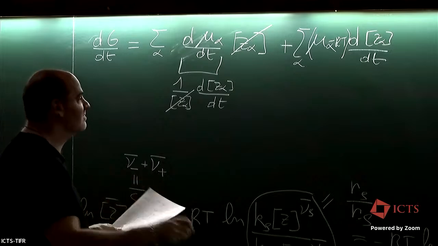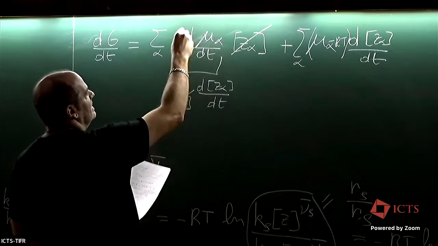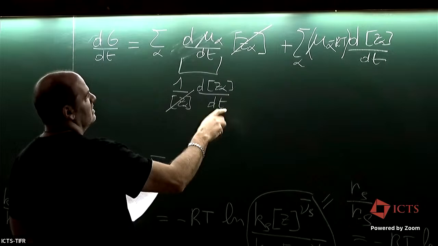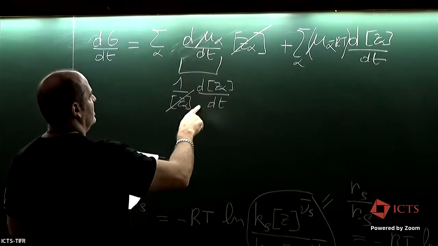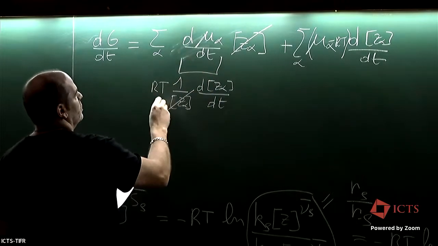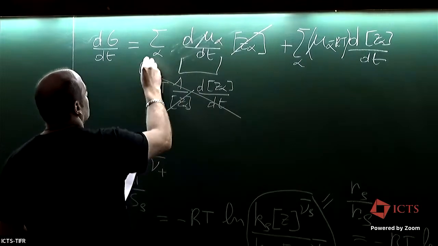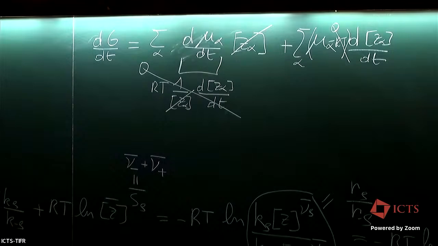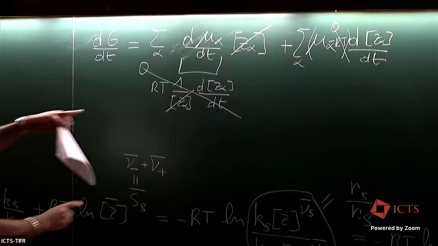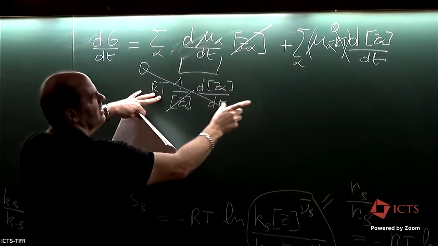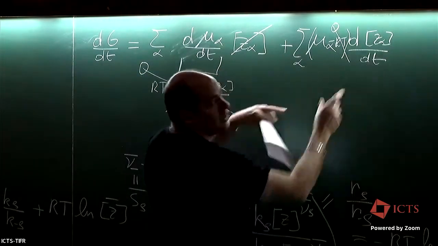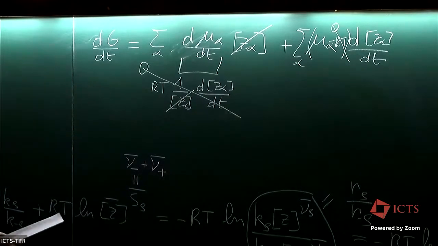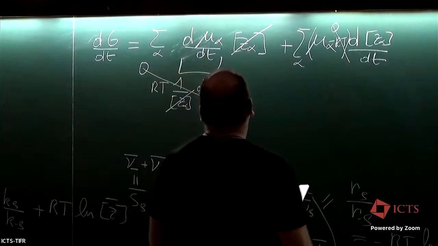Now all this, because what is left here is this. I forgot the RT. So all this now goes away with the RT, right? Because what I'm left with here is RT times the change of concentration, and here I have minus RT times the change of concentration. Good.